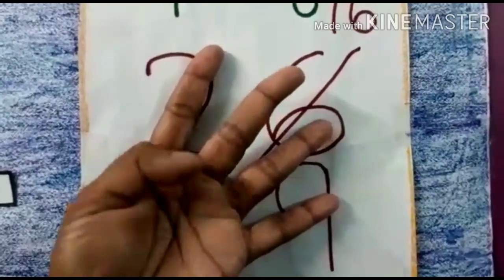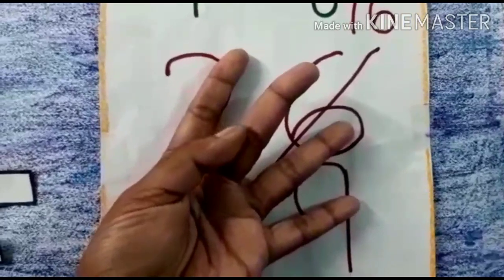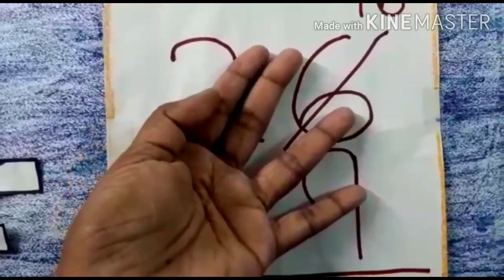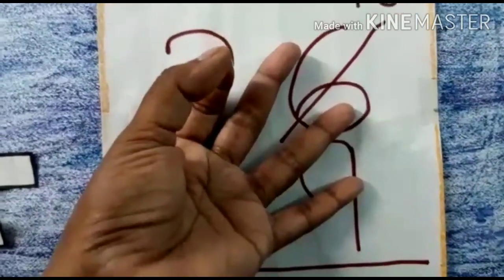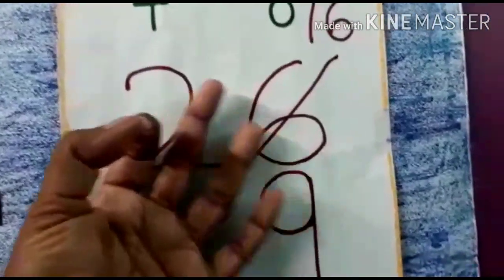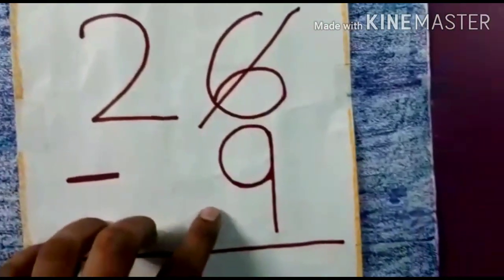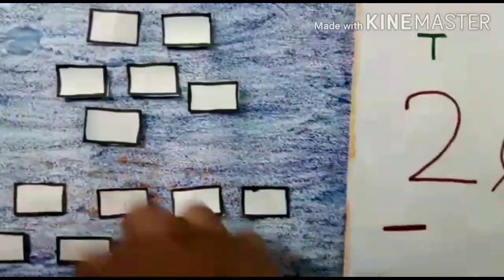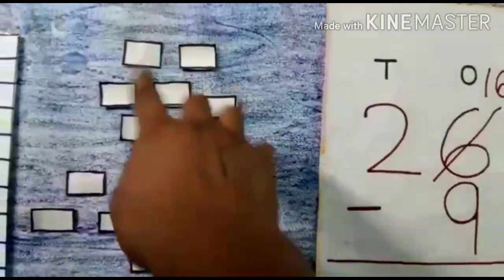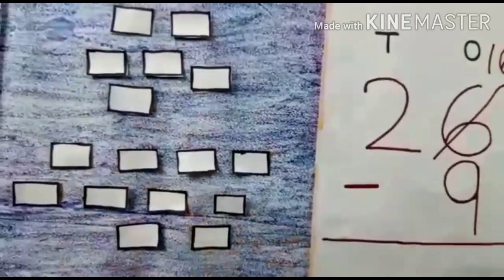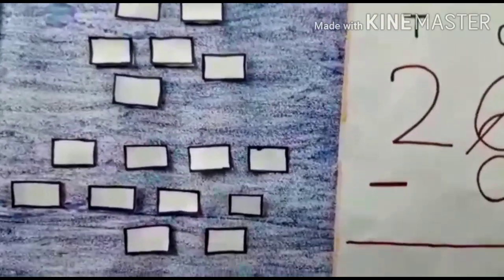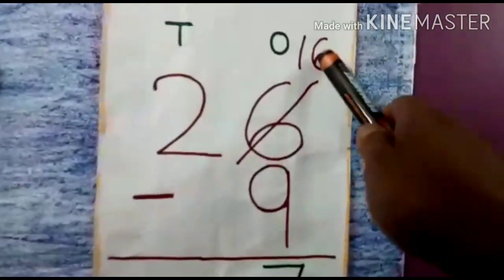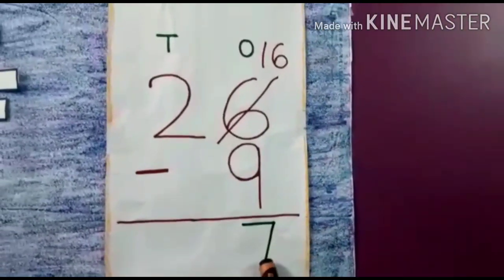Let us count. 9 I am leaving. Then 1, 2, 3, 4, 5, 6, 7. So 16 minus 9 is what? 7. And from here also, if I take away 9 from 16 once, it will remain 7. Okay? So children, we have got 16 minus 9 as 7.